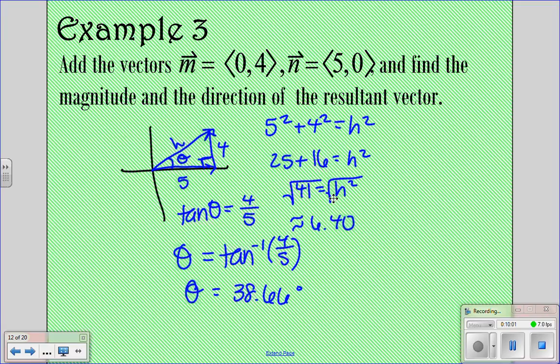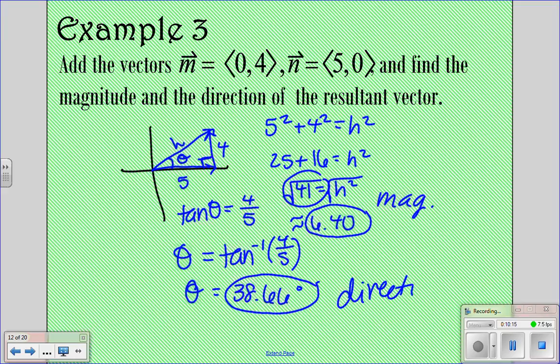So the magnitude, either this one, 6.40, or this one, those are the magnitudes. And then this one, 38.66, is the direction. Okay, so you can do either one for the magnitude, and then the direction is this angle right here. Okay?